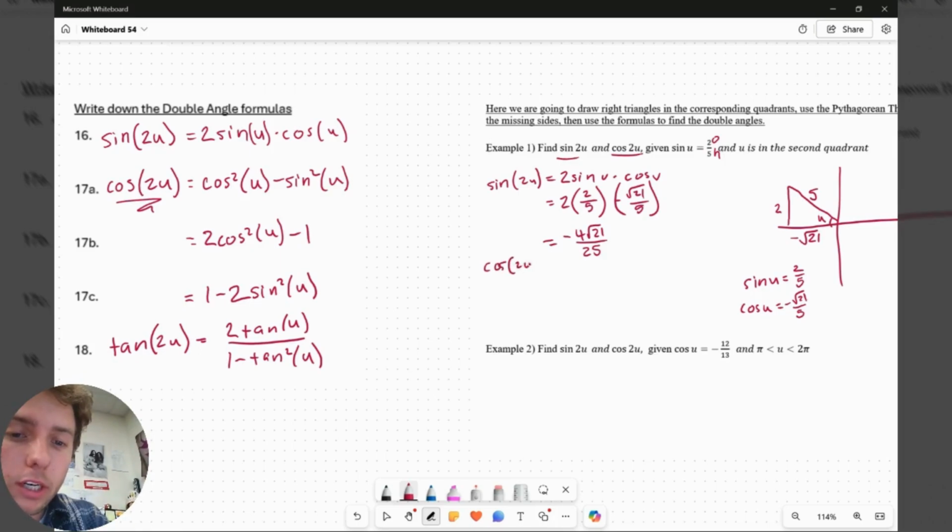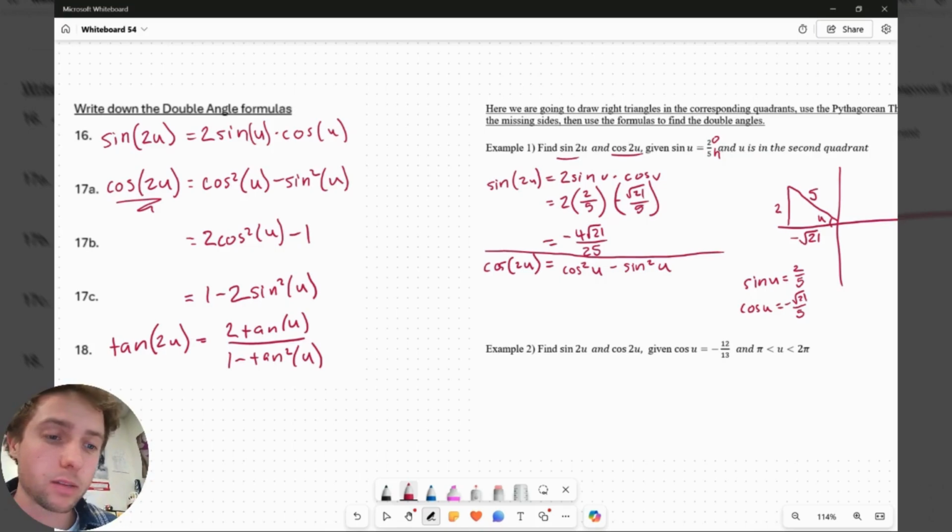Cosine 2u, there's a bunch of different ways to find this one. Let's just choose one of them. I like the top one personally. The reason I like it is, one, it's going to get rid of any square roots we have because we're squaring both of the cosine and sine values. The other thing I like is it automatically gives us a common denominator because the denominator, which is 5 for both of these, would get squared and it has to be the same. Let's look at that process all the way through.